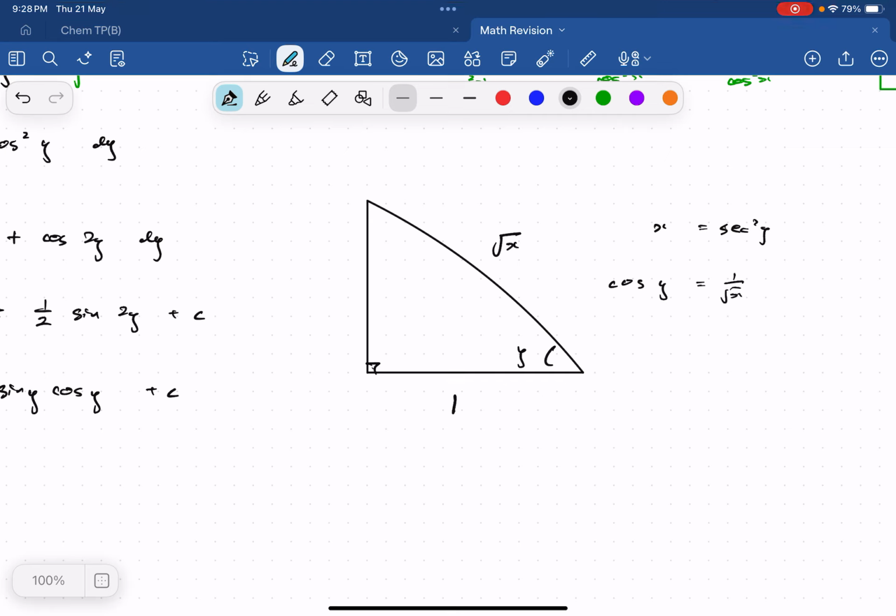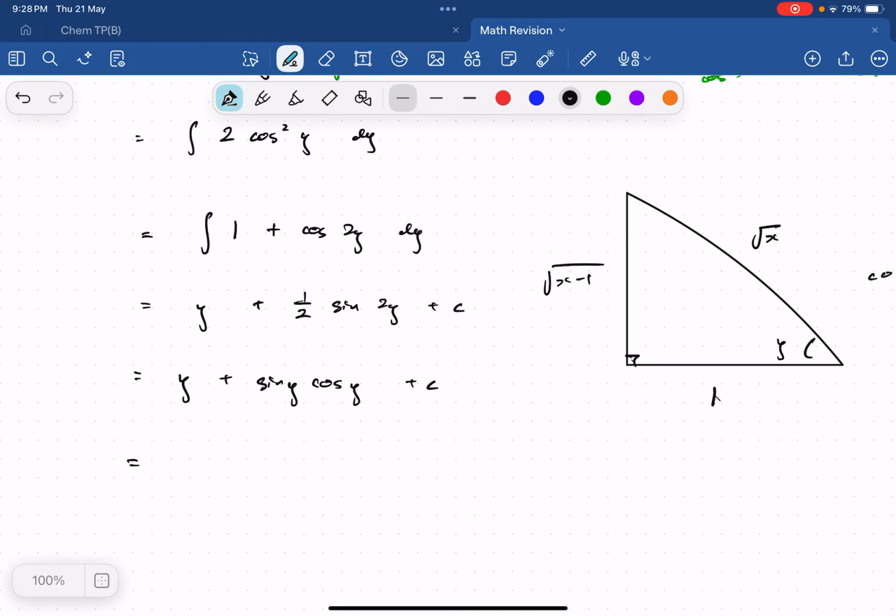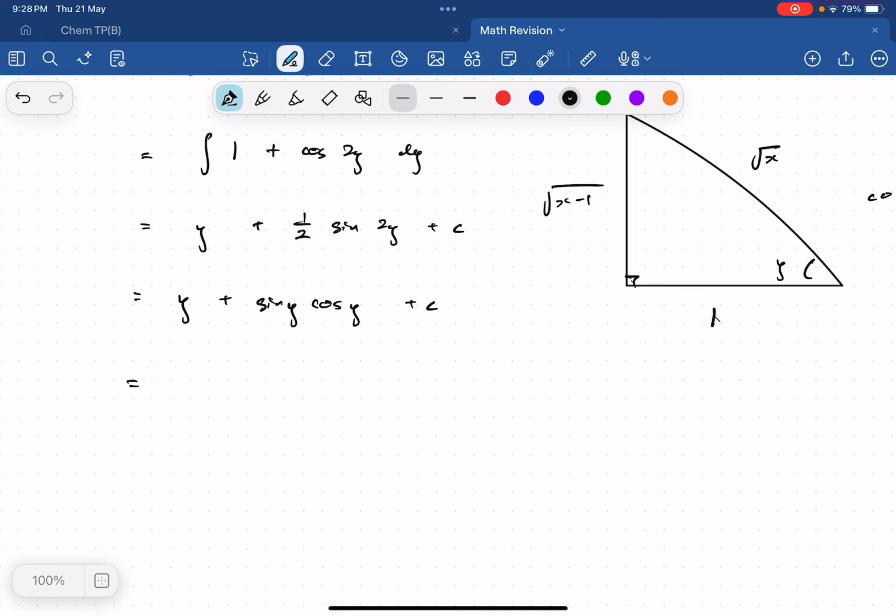So adjacent over hypotenuse, okay? And then the opposite side, by Pythagoras theorem, which we learned in primary school, is root of x minus 1. Yeah, okay. So we are going to use this triangle now. I hope you follow. I'm sorry, I'm very, very tired. I hope you followed how we use that triangle.